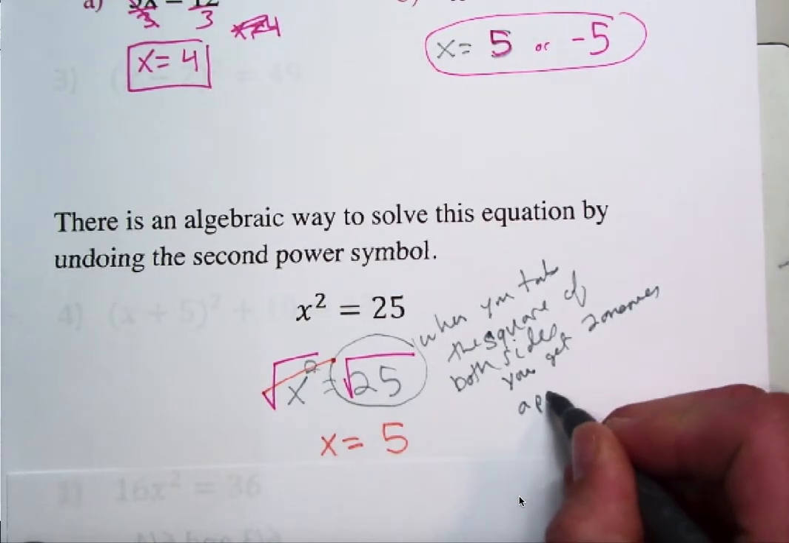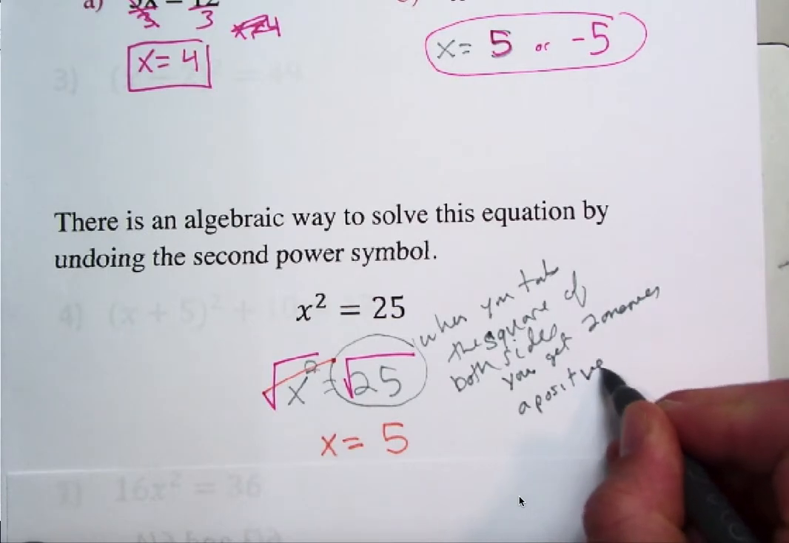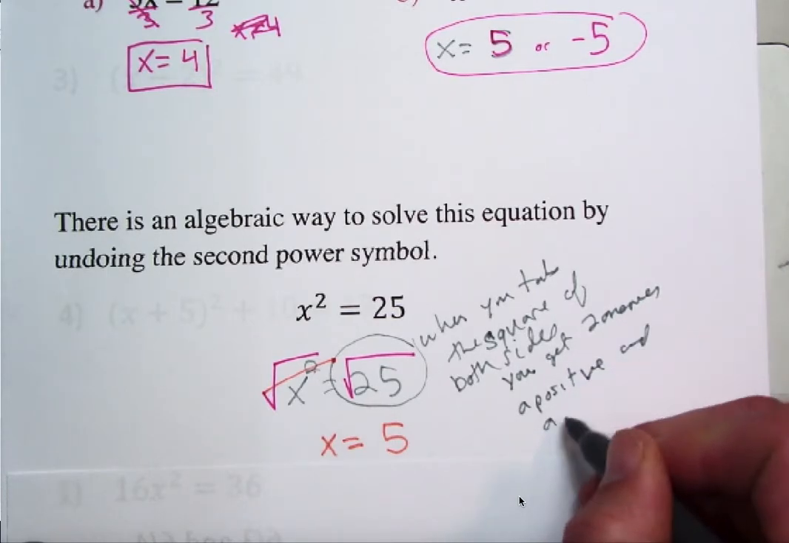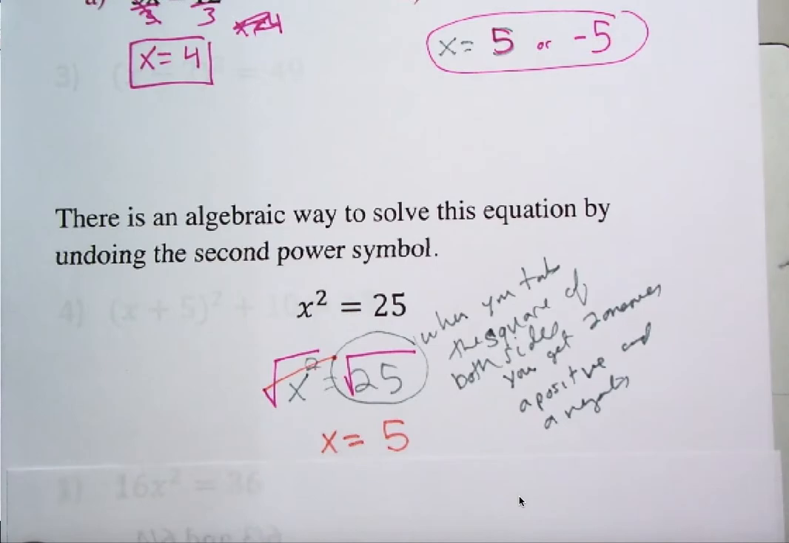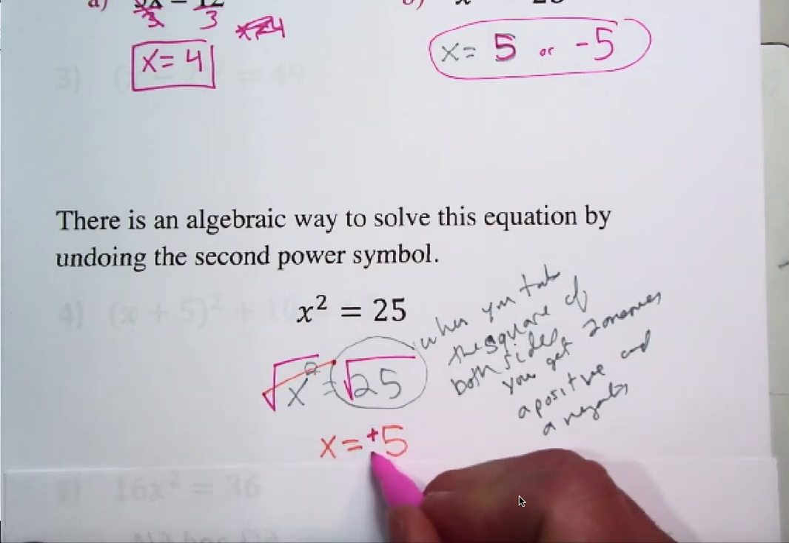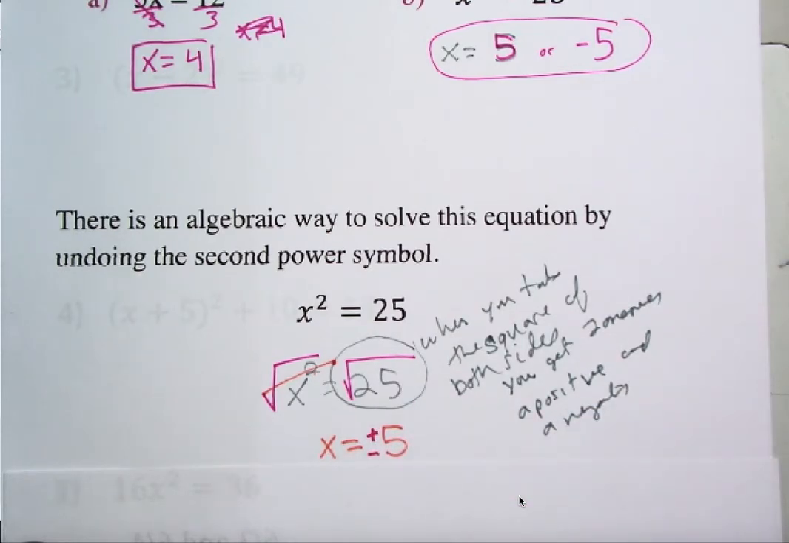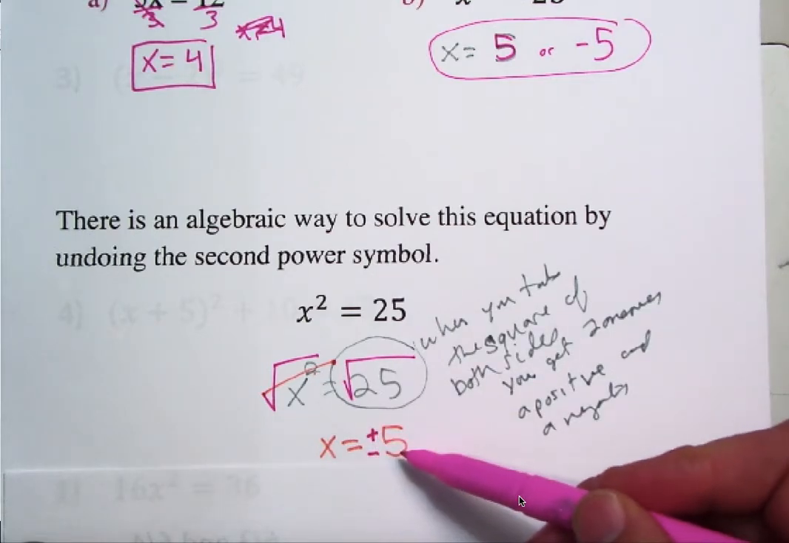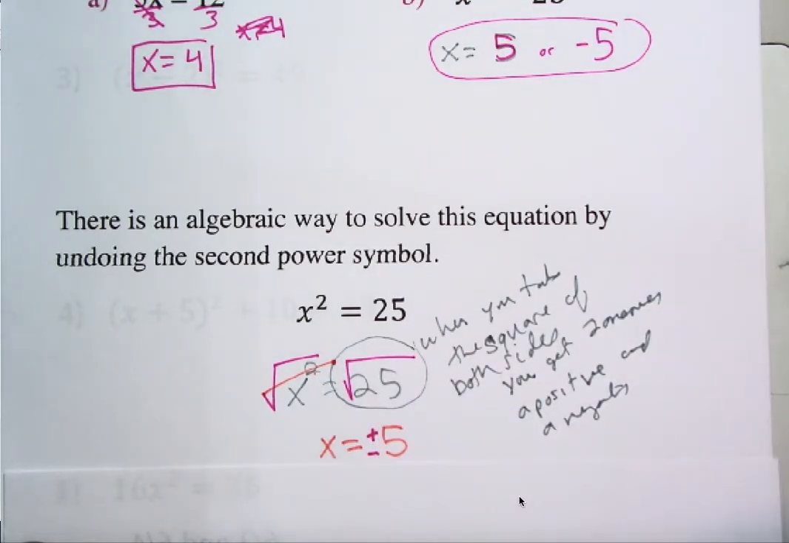A positive and a negative. So the answer is 5, but we notice that it's positive and negative 5. This is a new symbol as well. If you want to say both positive and negative 5, you can use plus minus. Okay.